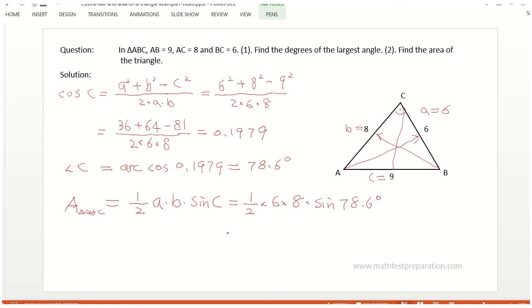78.6 degrees, which equals half times 6 times 8 times sine 78.6 degrees, which is 0.98. So the area of the triangle ABC is 23.52.